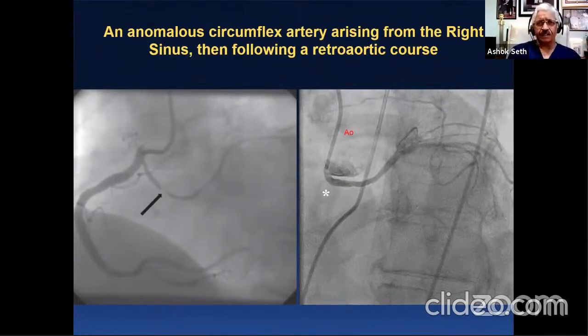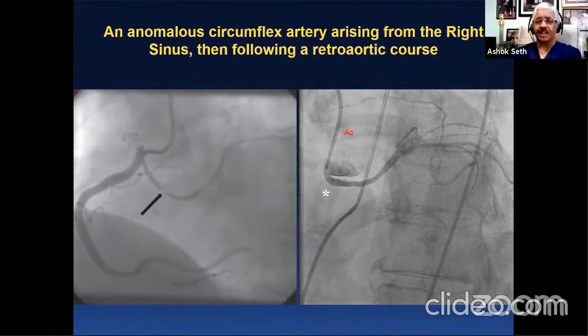Anomalous circumflex arising from the right sinus, they always follow a retroaortic course, by the way. They can arise from the right coronary artery. They can arise as a double barrel from a very early RCA, or they would be totally separate somewhere in the right coronary sinus, but they will go retroaortic. But the worst time is when they have an MI, and you know it's an inferolateral MI, and you know that you just looked at the RCA, there's nothing there because your guide intubates, your diagnostic intubates the RCA, and these arise very early for you not to be able to see a stump even.